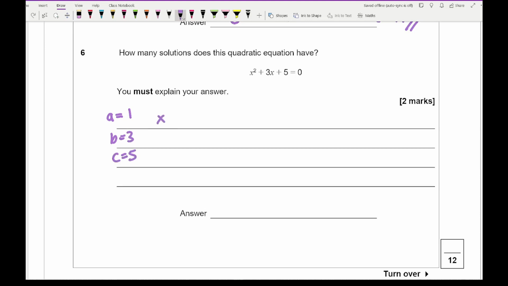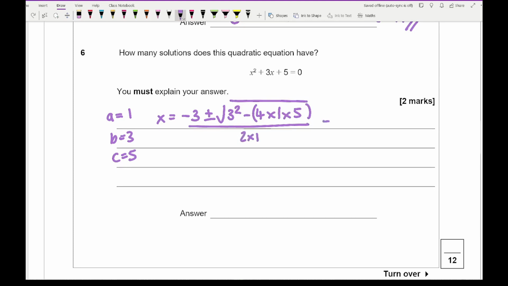Then substituting it in, I get x equals minus 3 plus minus root 3 squared minus 4 times 1 times 5, all divided by 2 times 1. Now if I simplify that, I get minus 3 plus minus root 9 minus 20 over 2. And then I end up with minus 3 plus minus root of 9 take away 20, which is minus 11, over 2.